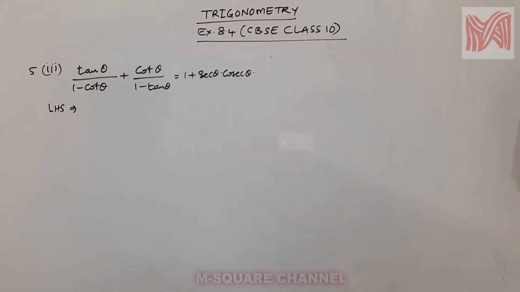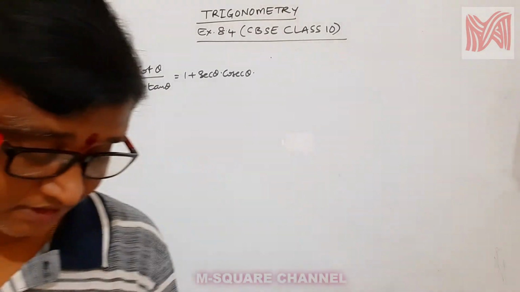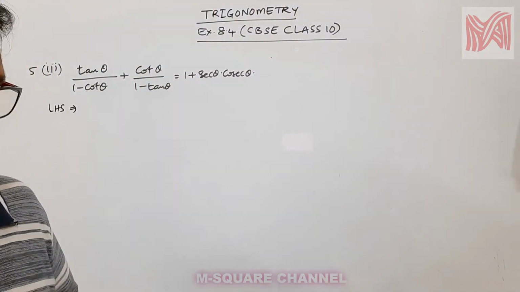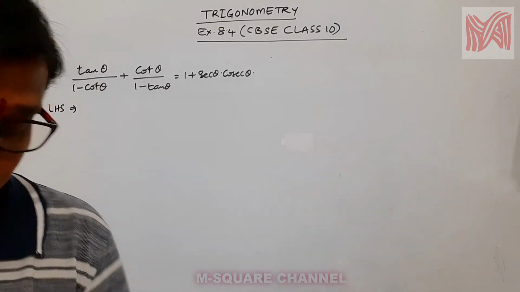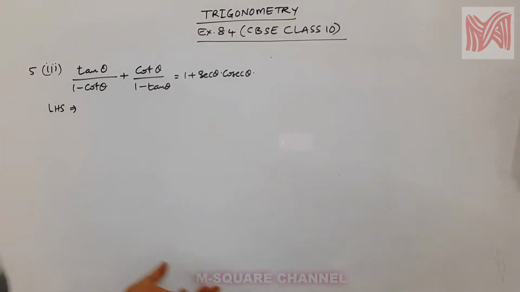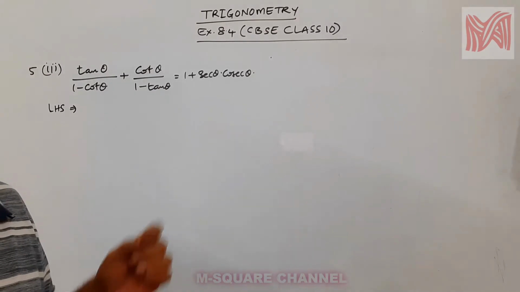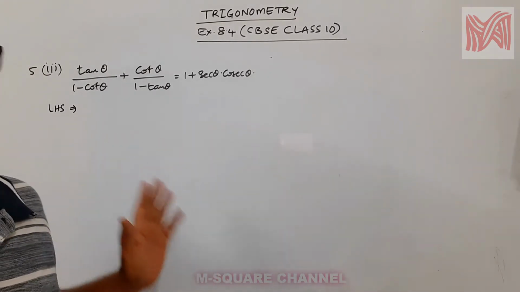In this question, tan theta by (1 minus cot theta) plus cot theta by (1 minus tan theta) equal to 1 plus secant theta into cosecant theta. The hint given is to write the expression in terms of sine and cos. If you do it like that, it is also correct, but the steps are lengthy.